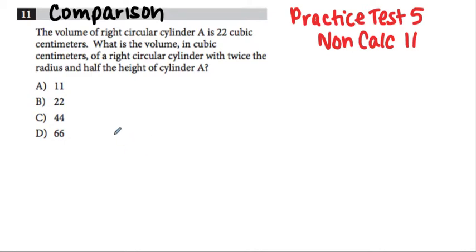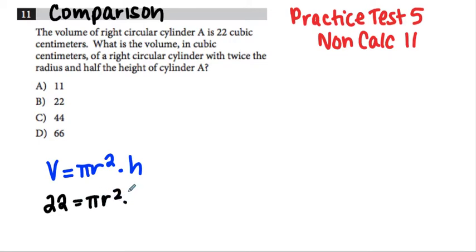So we know we can go back now and we can look. The formula is going to be in the front of the test, and the volume formula is pi r squared, which is the area of the base times the height. That's the volume of a cylinder. All right, so we know that the volume of the cylinder we have is 22. So we know that pi r squared times height is equal to 22.